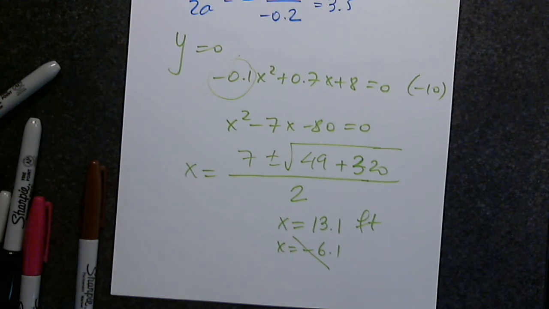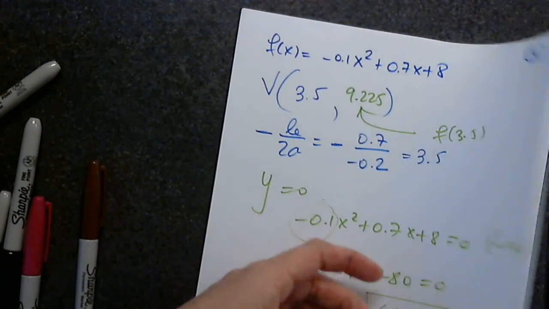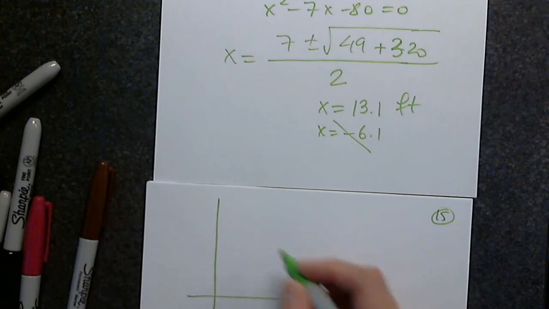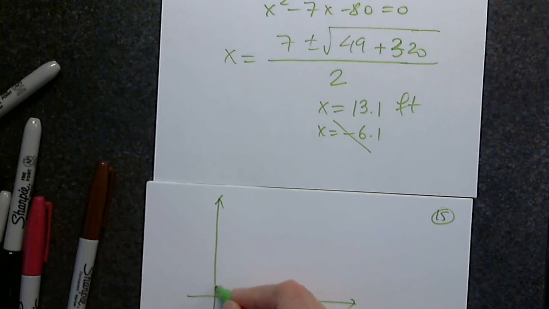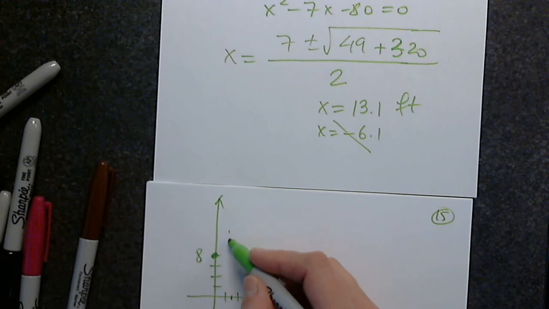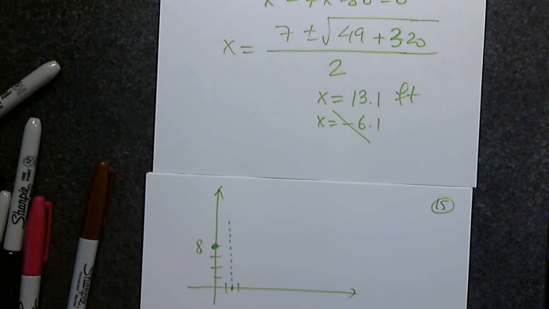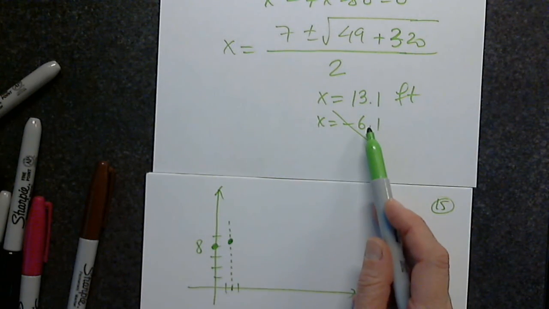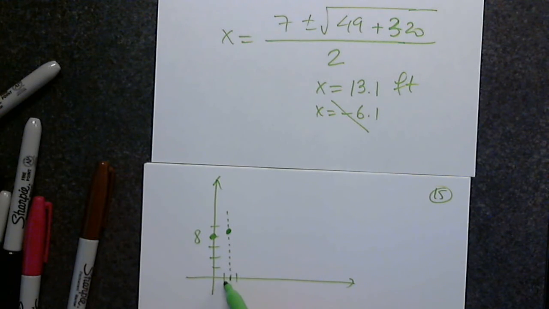So we know a lot about this. Here's what I know. I know that it starts at 8. 2, 4, 6, 8. I know that the maximum is, if this is 2, 4, at 3.5, right here. And the maximum is 9.2. I know that it hits the ground at 13.1. So this is 2, 4, 6, 8, 10, 12, 14. So here's the graph.